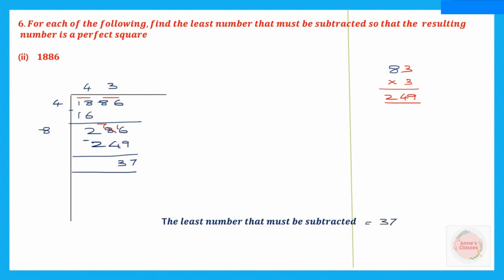So when you subtract, the number given to us is 1886. When we subtract 37 from this, let's see what we get. So here this is 7 and 16. 16 minus 7 is 9. 7 minus 3 is 4. 8, 1849, which is a perfect square. So our answer is this. The least number that must be subtracted is 37.